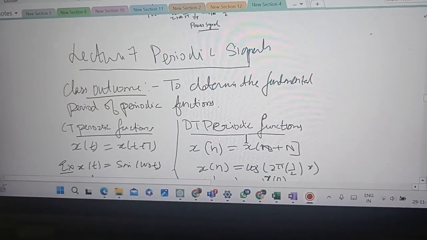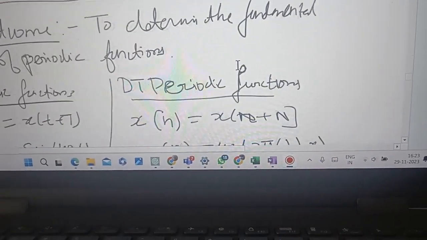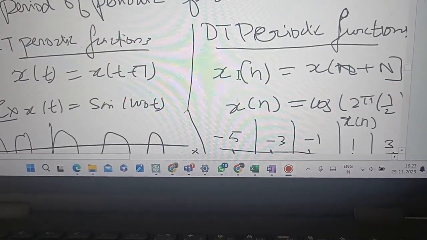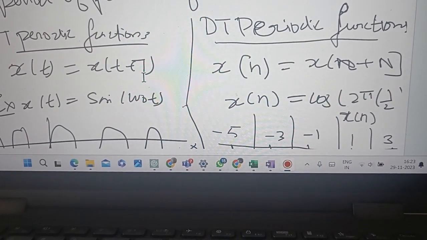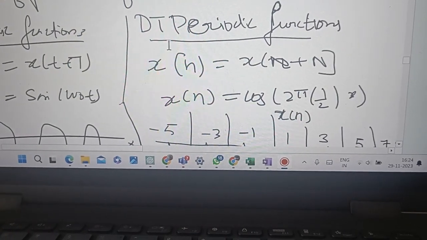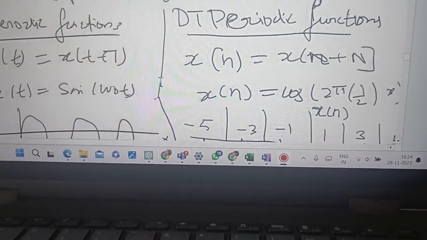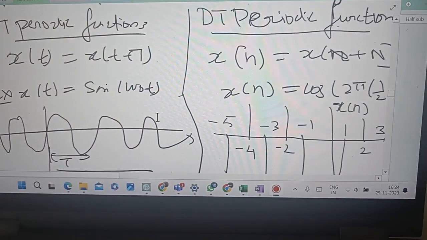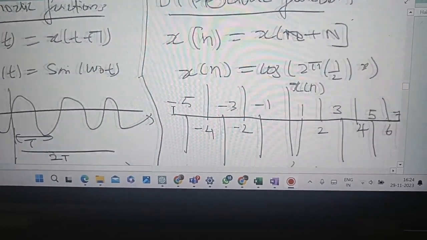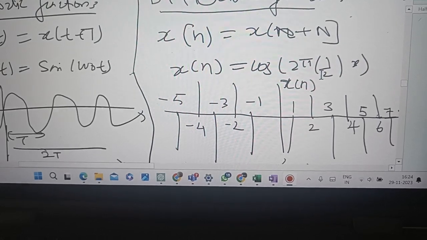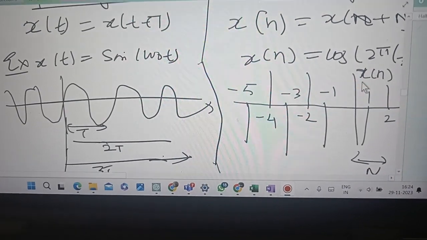Lecture 7: Periodicity. Class outcome: to determine the fundamental period of a periodic function. A continuous-time periodic function satisfies x(t) = x(t + T), and a discrete-time periodic function satisfies x(n) = x(n + N), for example e^(jωt), sin(ω0 t), and cos(2π n/2).